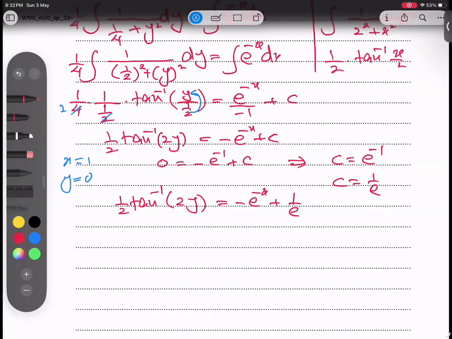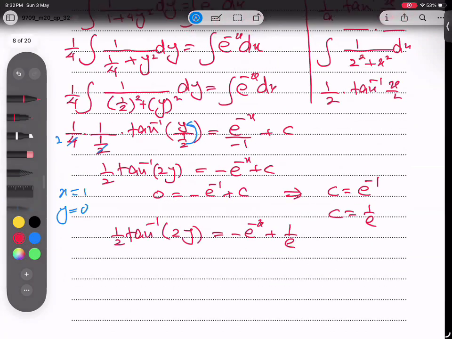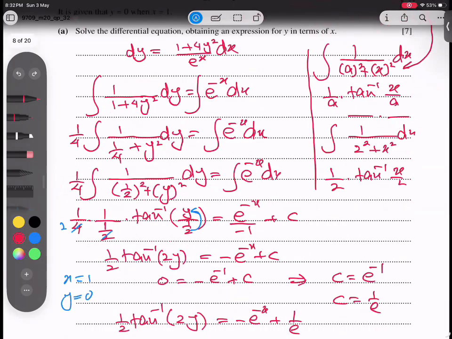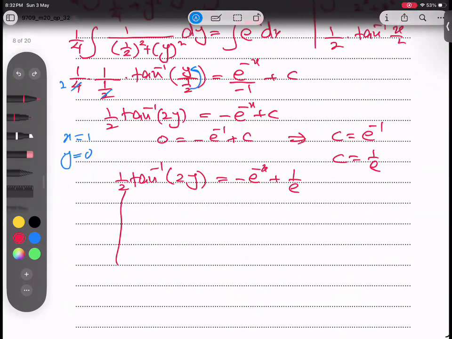Okay, I have to find y, but let me go back and check. Yes, y in terms of x. So I'm bound to make y the subject. I have to get rid of this half first, then get rid of tan inverse, and then remove 2. So first of all, this 2 is disturbing. So how to get rid of this 2 into the whole equation?